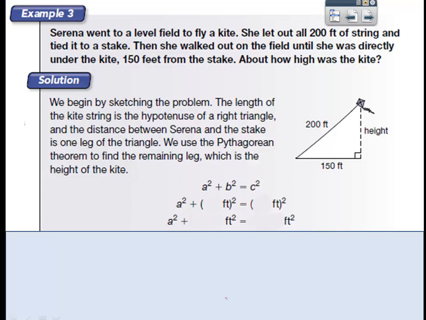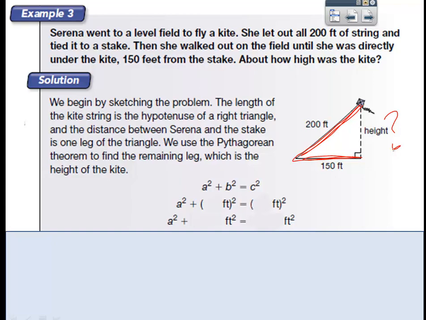She's let out all of her 200 feet of string and tied it to a stake. Then she's walked out into the field until she's directly underneath the kite, and she measured as she walked, and she knows that's 150 feet. So she's flown her kite clear up here, 200 feet, and then she's walked out here 150 feet, and now she wants to find out how high up her kite is in the sky. So she's going to use the Pythagorean theorem to do that.